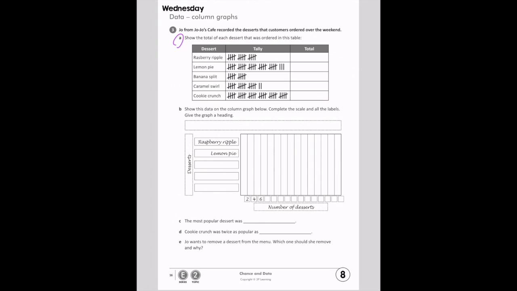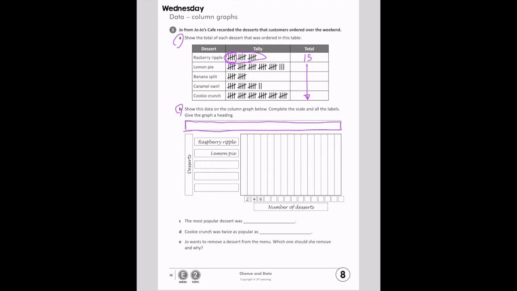Okay, so in A, show the total of each dessert that was ordered in this table. So here are our tally marks, and we need to show how many that actually is in total. So remember, each of these clusters is worth 5. So we have 5, 10, 15, right? So our total would go right there, 15. Okay, so you're going to do that for the rest of these questions. And once you've done that, we're going to go to B. And you need to now plot the data into the graph below.